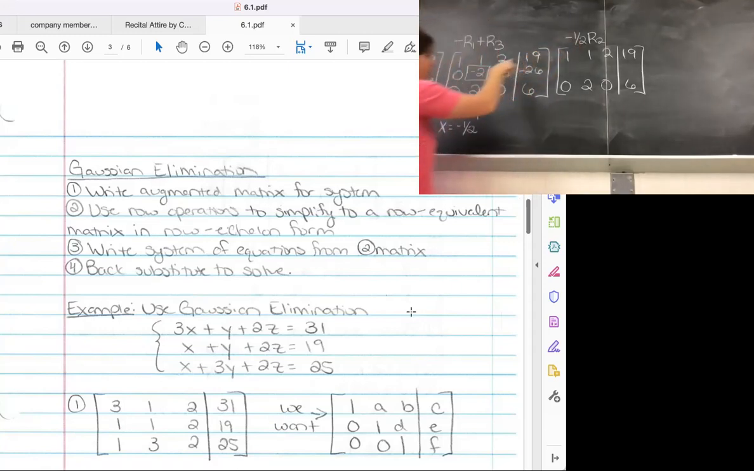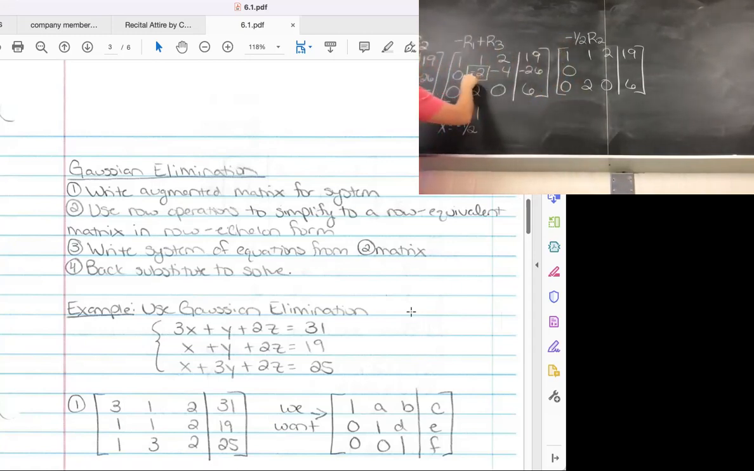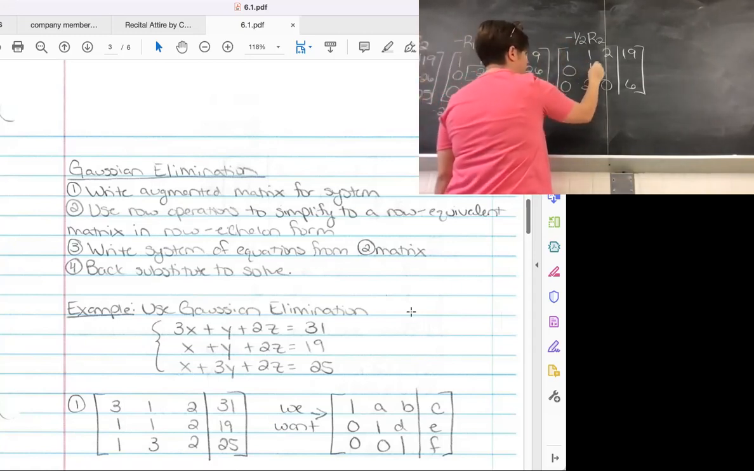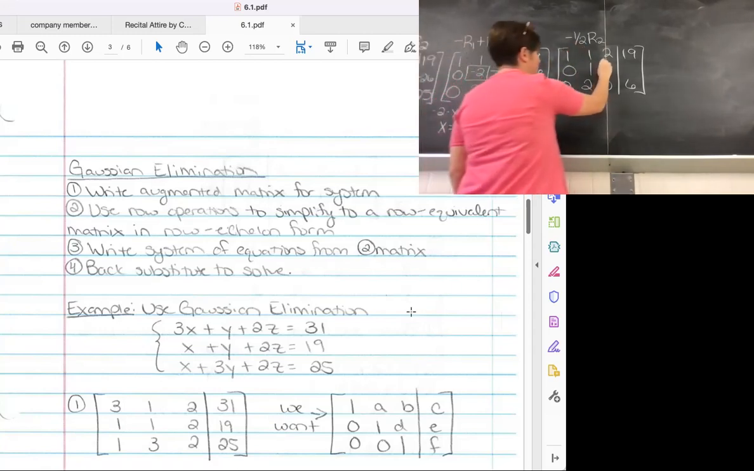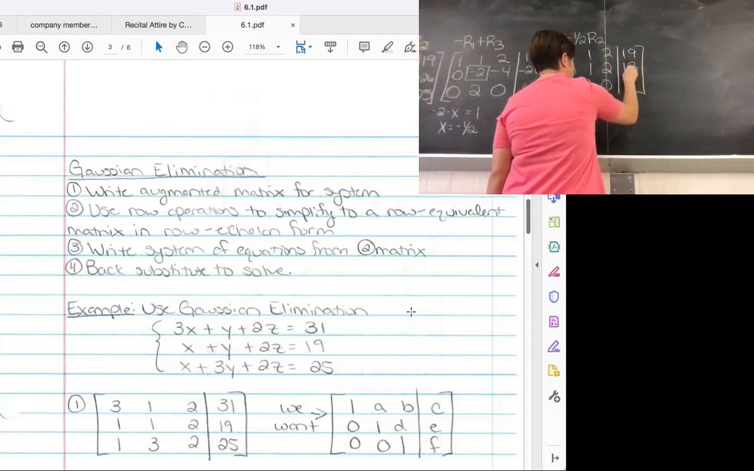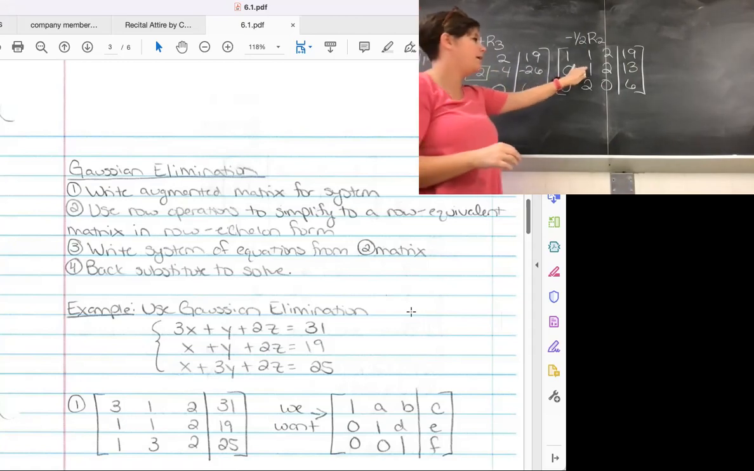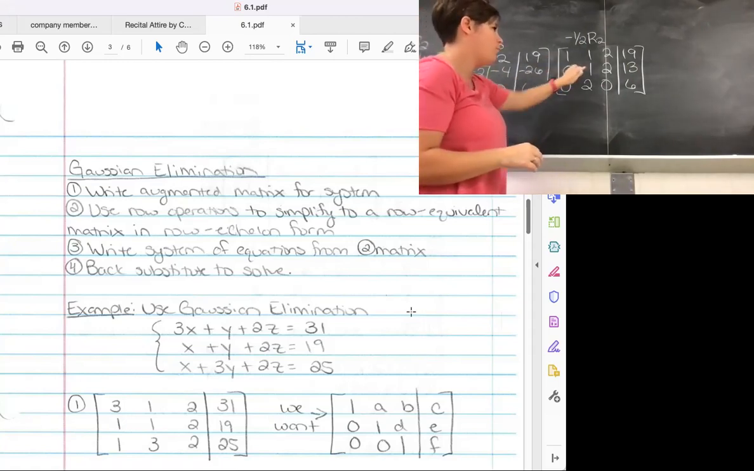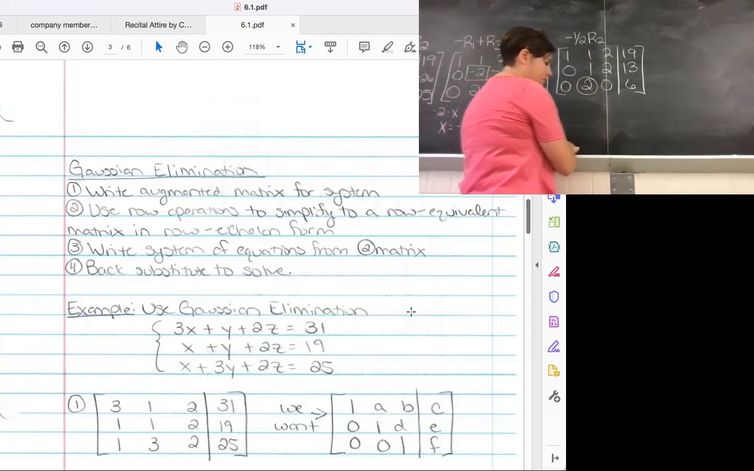So -1/2 times 0 is 0. -1/2 times -2 is a +1. -1/2 times -4 will give me a +2. And -1/2 times a -26 will give me a +13. Now I have the 1 in the right spot. So I have 1, 0, 0. I have 1 there. So I need to get a 0 here.